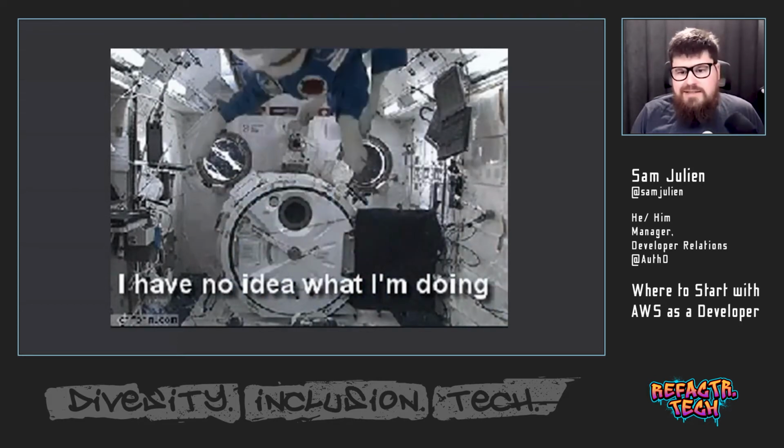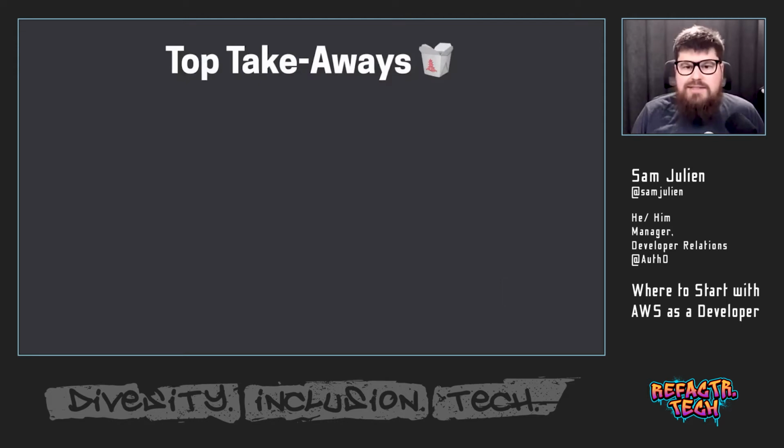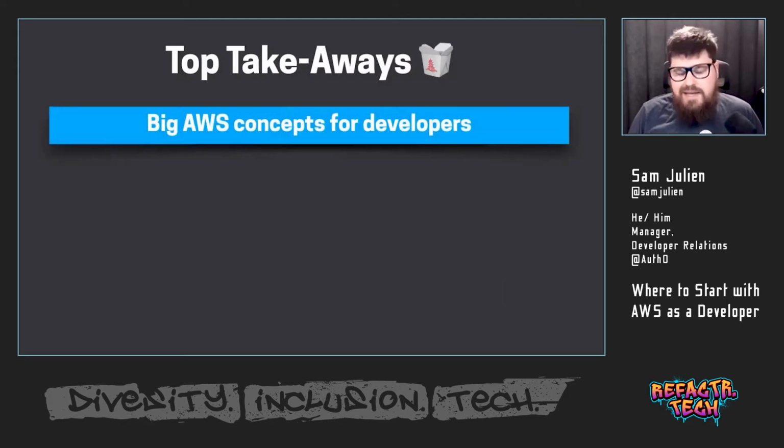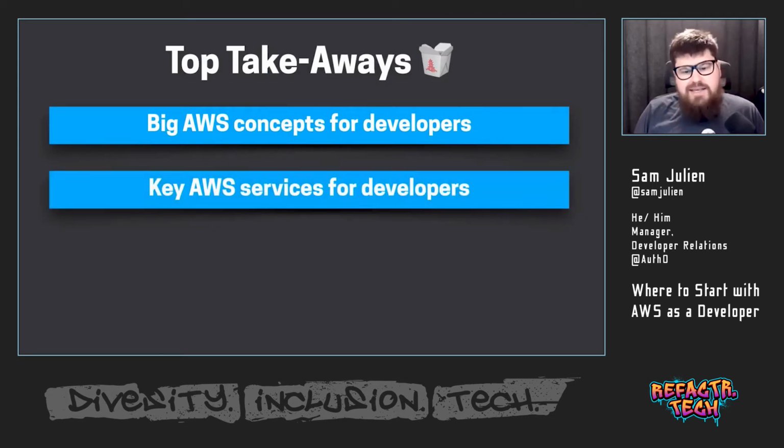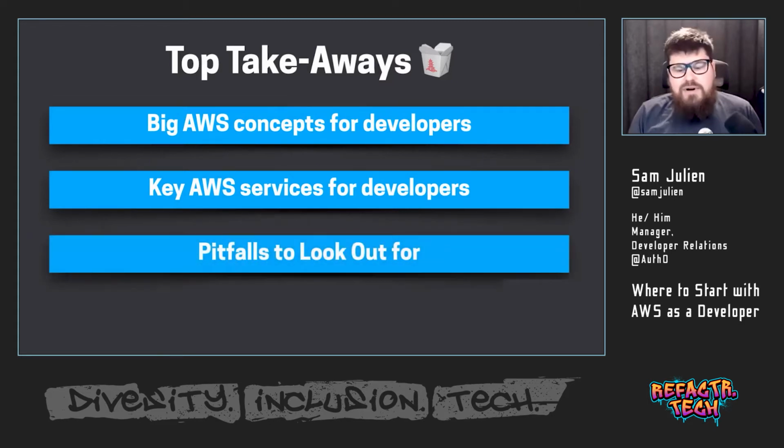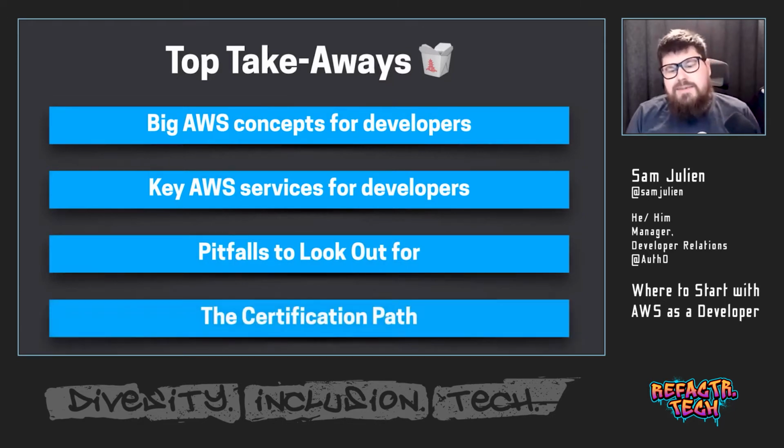So in this talk today, we're going to cover a few big topics. We're going to talk about big AWS concepts for developers. We're going to talk about key AWS services for developers, the ones that you're going to come across most frequently. We're also going to talk about pitfalls to look out for as you're learning AWS. And then lastly, we'll talk about the certification path, all the different pieces of that puzzle for getting those certifications.